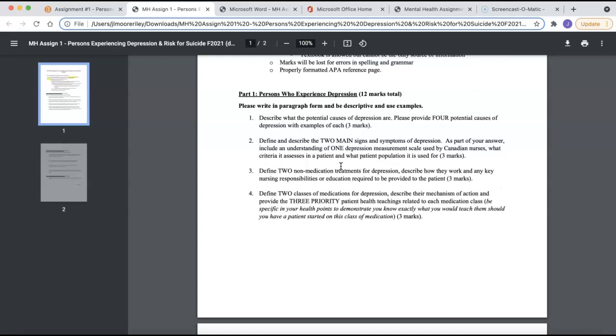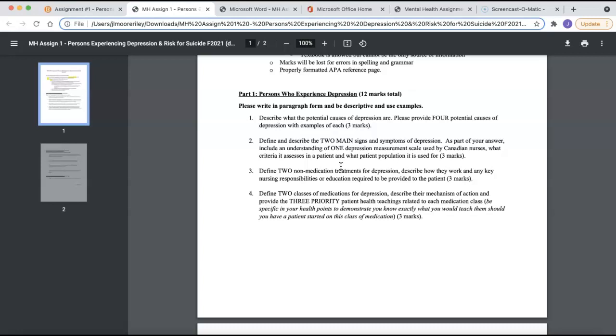For part 1, this is where I want you to delve a little bit deeper into depression and suicide, because it is something that you as nurses and as individuals in society are going to come across, and I wanted to delve deeper into this topic more than what we can in class. For the first question, you're going to look at what the potential causes of depression are, and provide 4 potential causes with examples of each.